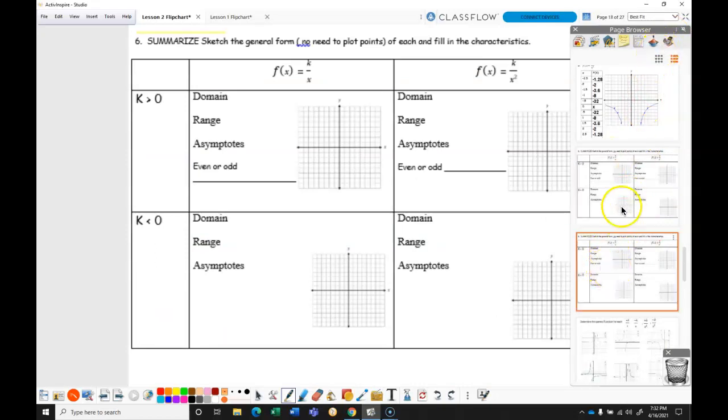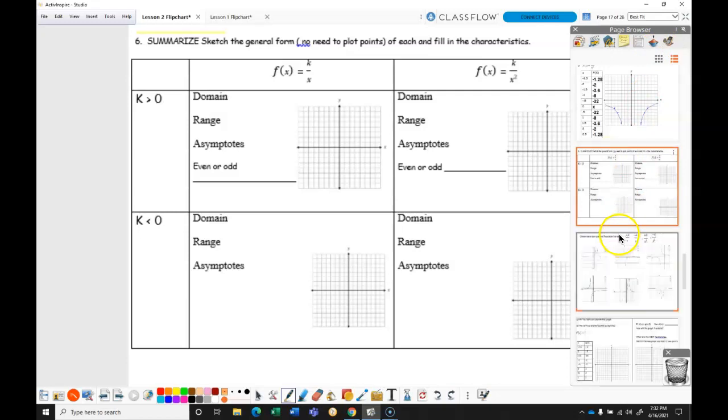Actually, are they the same? Yeah, one summary page. Not sure why I have two of the same.